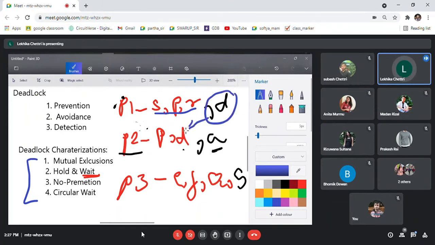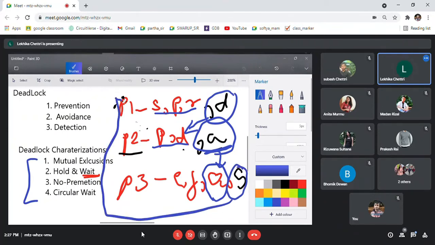Now D is with P2. It is holding and waiting. Now P2 has P and D, but it is waiting for resource A to complete. But now resource A is with process P3. So now P3 has resources E and F, and A. For P3 to complete its task, it needs resource S. But now resource S is with P1. Now see, P1 to complete needs D. D is with P2. P2 to complete needs A. A is with P3. P3 to complete needs S.